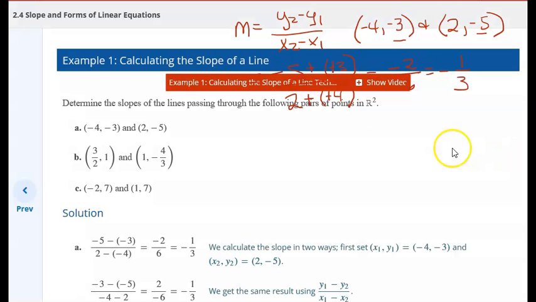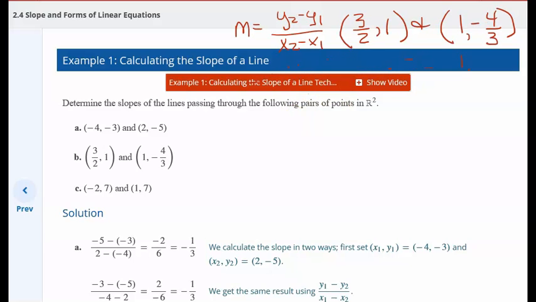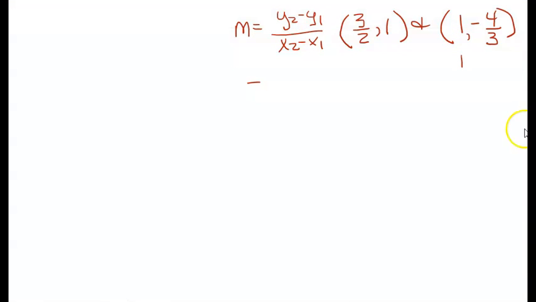And let's check it out here. There it is, negative 1/3. We'll clear it up and we'll do example B. I've checked that I copied it correctly. And let's go to the whiteboard.